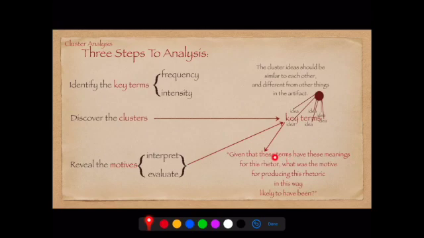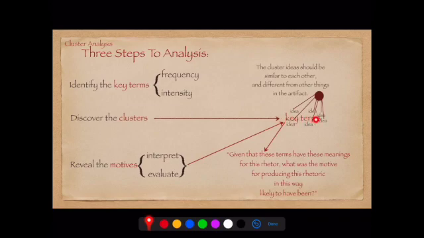So given that these key terms have the meanings that are shown to us by the ideas that cluster around them, so this rhetor thinks that key term has this meaning, then what do you think the motive was for producing rhetoric like this? What do you think the likely motive was? That's the question that gets you into making your judgment calls.